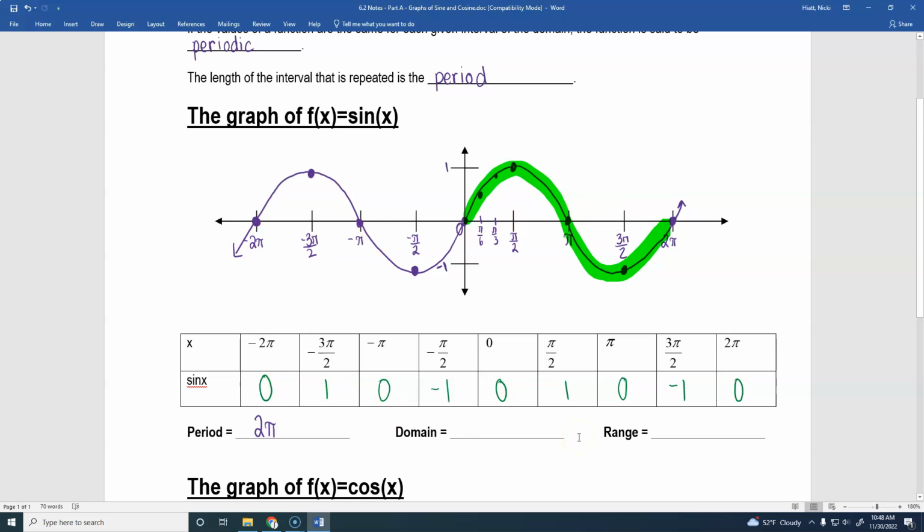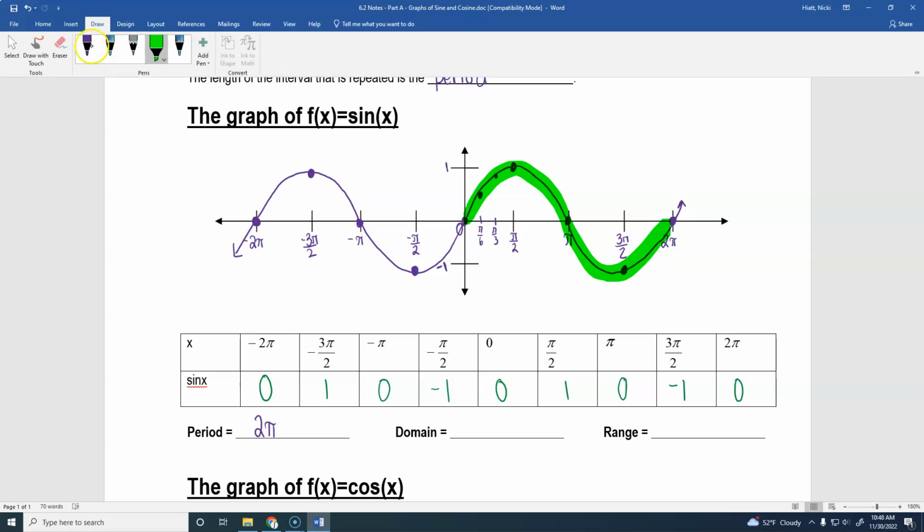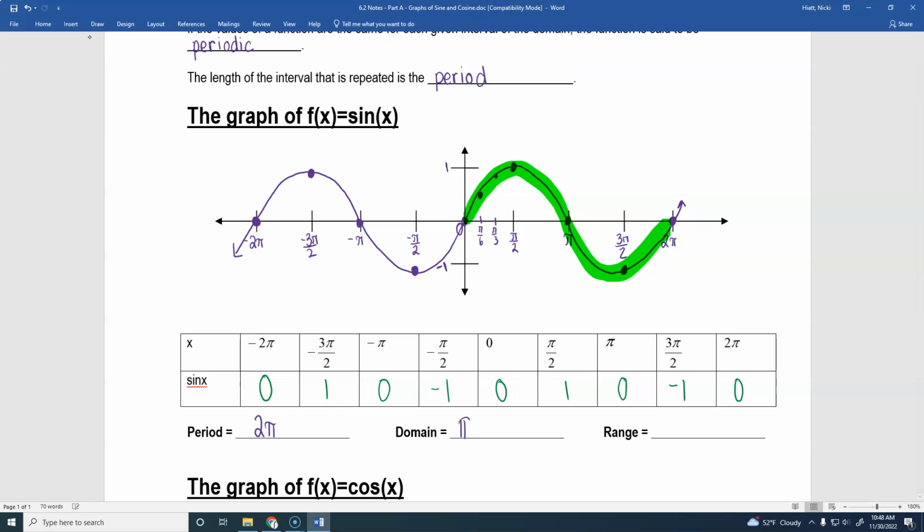All right, our domain for this, domain are your possible x values. It is all real numbers. So all real numbers, or you can do negative infinity to infinity. There is no number that you cannot plug in. You can plug in 0, you can plug in negatives, you can plug in positives, decimals, fractions, anything can be plugged into sine of x.